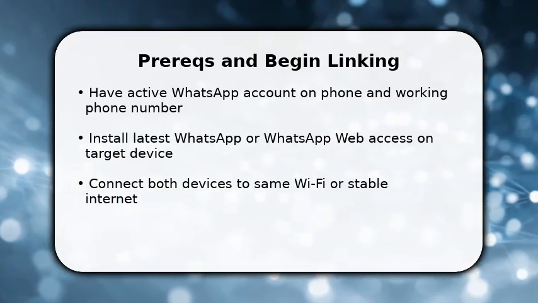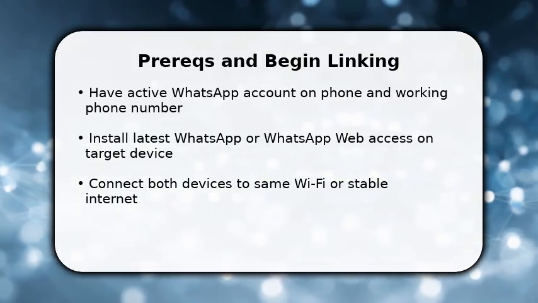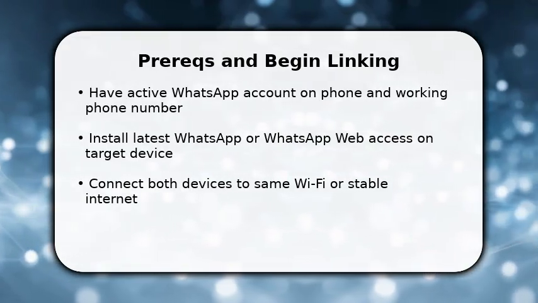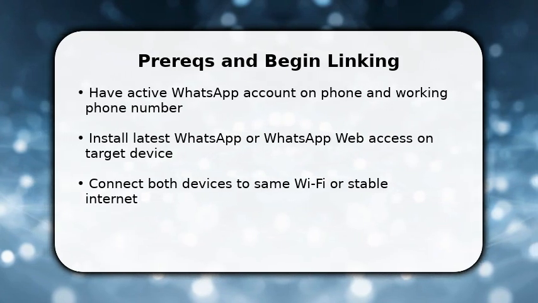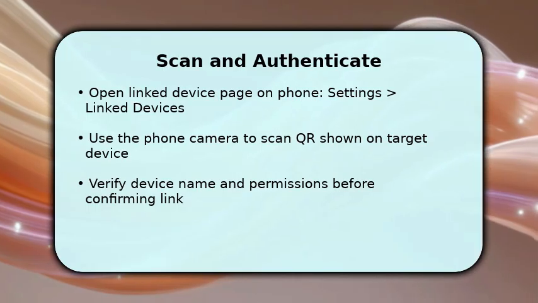On the phone, tap Menu or Settings, Linked Devices. Tap Link a device to start a secure scan. This step initiates the only supported flow to attach another device, while preserving messages, and now continue by displaying the QR code on the device you want to link.